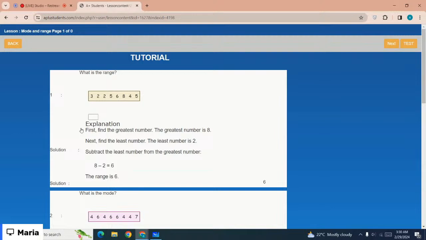Okay, whenever you need to calculate the range, you need to find two things from the given data. You have to find the greatest number in the data. The greatest number in the given data is 8. And then you have to find the least number, the smallest number. The smallest number in the data is 2. So basically, range is the difference between the greatest number and the least number in the given data. Got it? So the greatest is 8, the least is 2. So 8 take away 2 is 6. Got it?